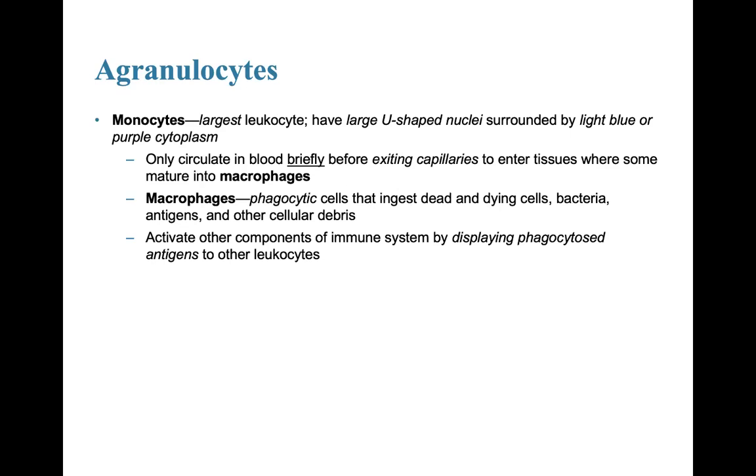Monocytes are the largest leukocyte. They have a U-shaped nucleus surrounded by a light blue or purple cytoplasm. Monocytes will only circulate in the blood briefly before exiting the capillaries to enter tissues, where some will mature into macrophages. Some of you may have heard of macrophages. Macrophages are phagocytic cells that ingest dead and dying cells, bacteria, antigens, and even cell debris. If you damage tissue, you've got to clean up that damaged tissue.